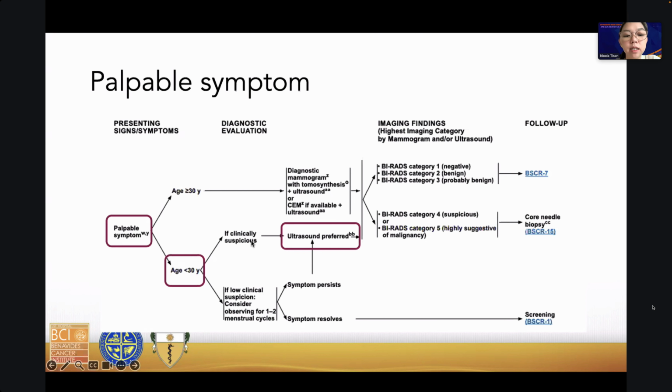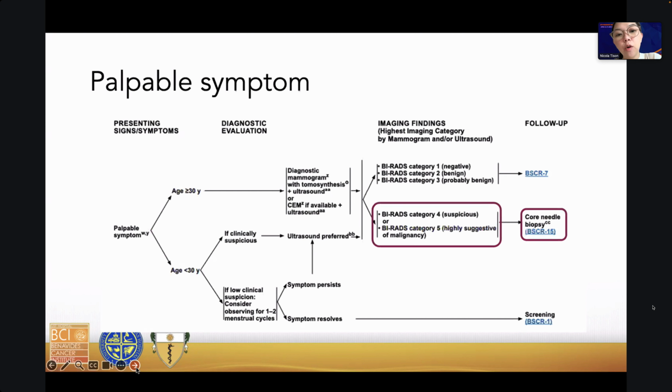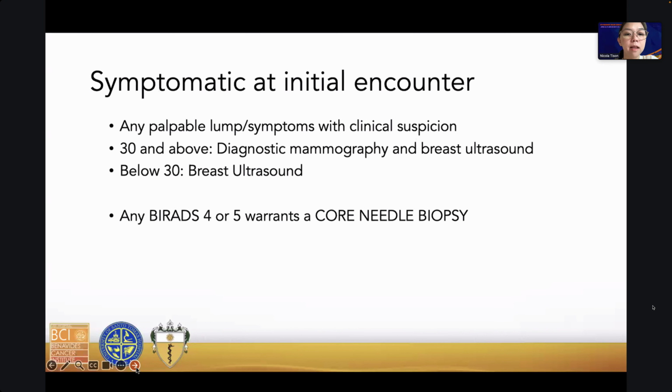Similarly, if it is clinically suspicious, so essentially, if you palpate a mass, even if it feels like a fibroadenoma or a breast cyst, for any patient with a palpable lump, if they're less than 30, we request a breast ultrasound. And any BIRADS 4 or 5 result would warrant a biopsy, a core needle biopsy, if it is feasible. So as a summary, any palpable lump or symptom with clinical suspicion, for patients 30 and above, we do diagnostic mammo and breast ultrasound.